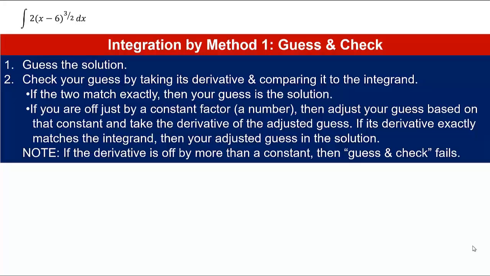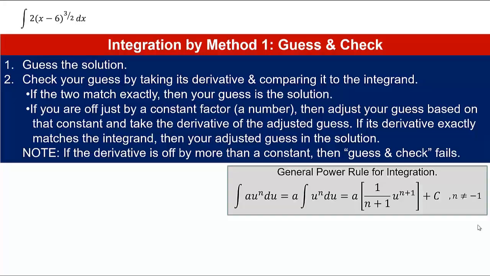So you always have other choices. We're going to be, generally speaking here, using the general power rule for integration as our model for our guess. And the reason is, when you have an integrand raised to a power, the general power rule for integration tells you that the solution will have a power 1 higher than the power in the integrand.